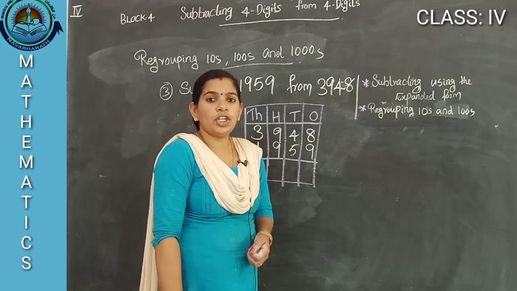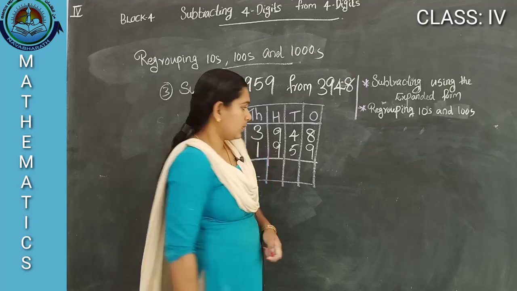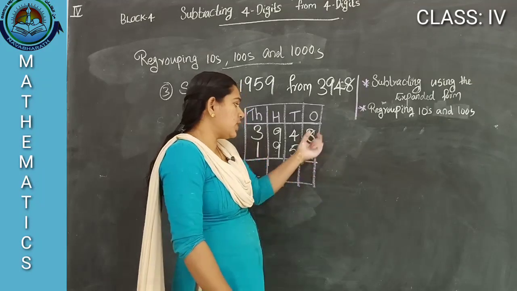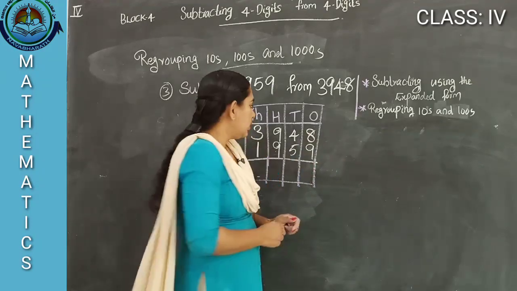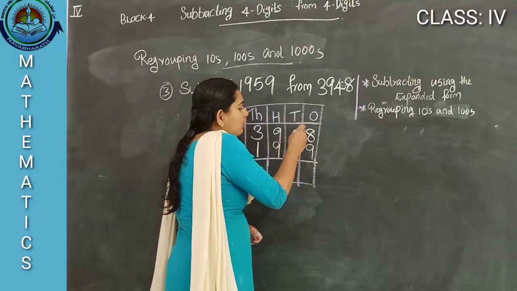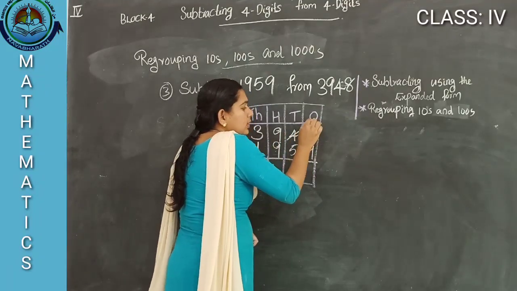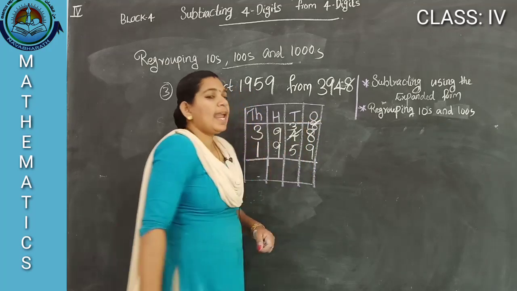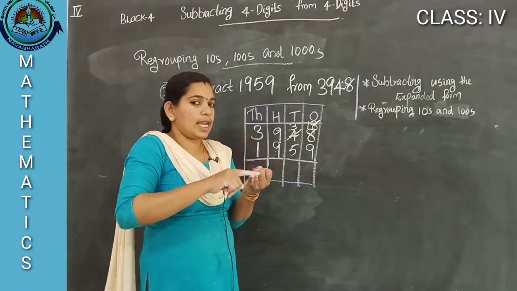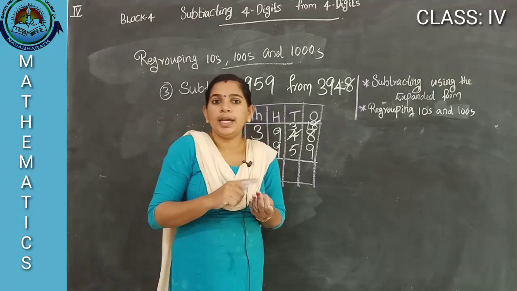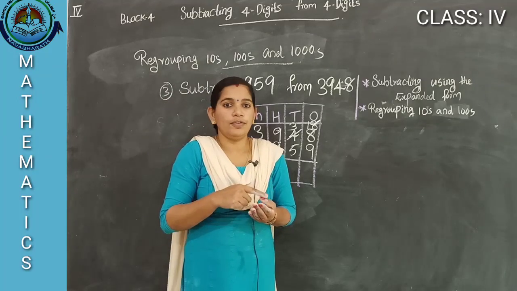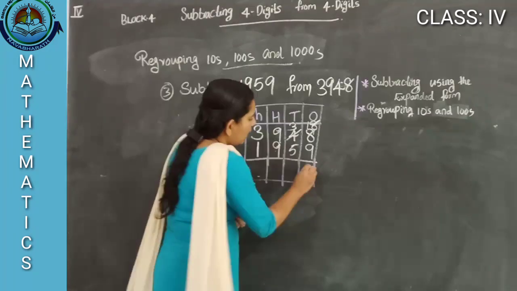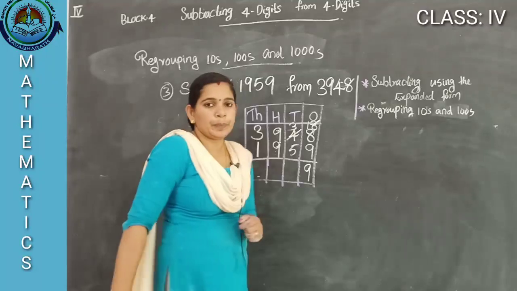Okay, finish? Can I say the answer? 8 minus 9 is possible? No, because the first number is smaller than the second. So we are taking 1 from the tens place. This 8 becomes 18, 4 becomes 3. 18 minus 9: 10, 11, 12, 13, 14, 15, 16, 17, 18. How many fingers? 9. So we are writing here 9.